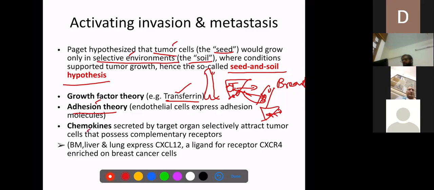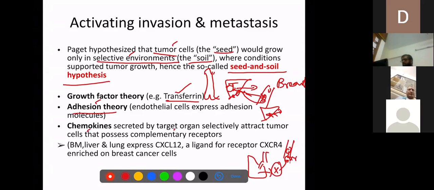And third one is chemokines. These are certain chemokines which are secreted by the target organ. For example, lungs secrete one chemokine called X, and tumor cells come. For example, breast cancer cells come in the blood circulation, and they have a receptor for this X, the X receptor.